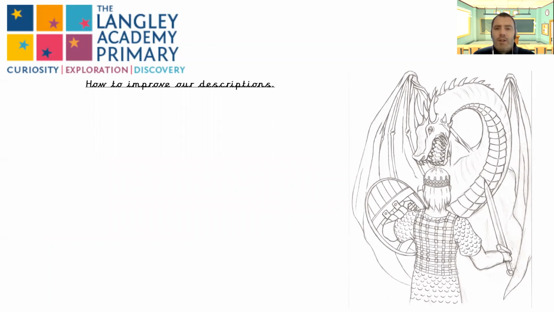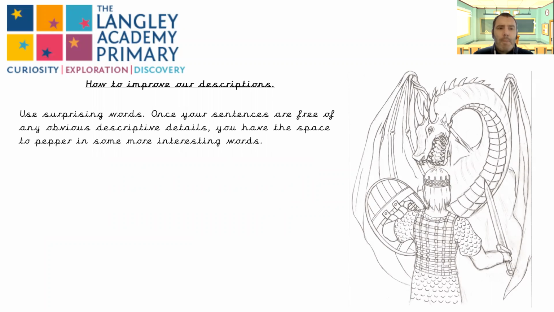So improving our descriptions, how do we go about doing it? Use surprising words. So once your sentences are free of obvious descriptive details, you have the space to pepper in some more interesting words. So instead of saying the big dragon, for example, using our image on the screen, you could have the gigantic dragon.